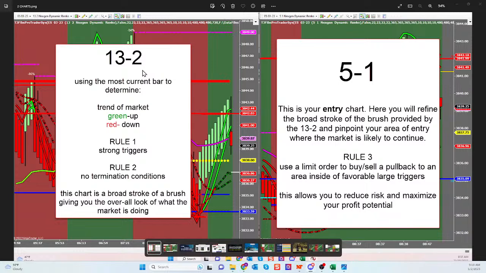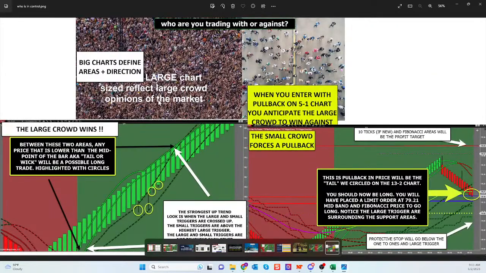Everything starts on the 13.2. The 13.2 is going to tell you the overall trend of the market. If the background on that 13.2 is green, you're in an uptrend. You're only looking for rules to be met for high probability trend trades long. If the background on the 13.2 is red, you're in a downtrend. You're only looking for rules to be met for high probability trend trade short, as this is really the first advantage that you can provide yourself, not fighting that overall trend of the market on the larger chart, because this is the group, guys. These are the large chart mentalities, the large crowd mentalities. And it's this larger chart, this broad stroke of the brush, that's going to give you the general temperature of the market.